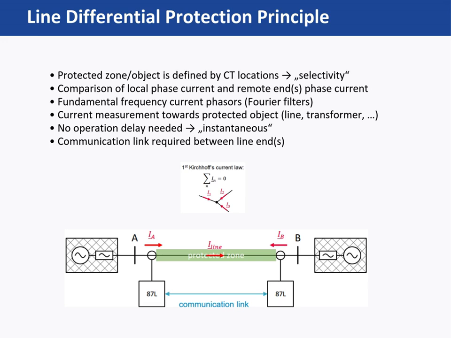Each relay measures the phase currents flowing toward the protected object, such as a transmission line or cable. These currents are converted into fundamental frequency phasors using Fourier filtering. The relay then compares the local current with the current measured at the remote end or ends of the line. If the currents are equal, the system is healthy. If there is a significant difference, it indicates a fault inside the protected zone.